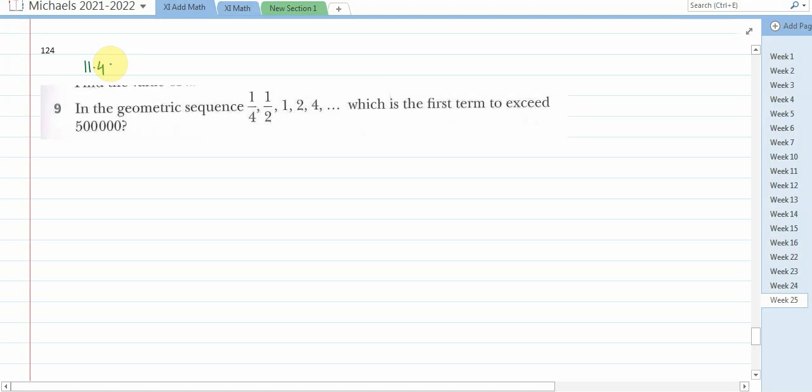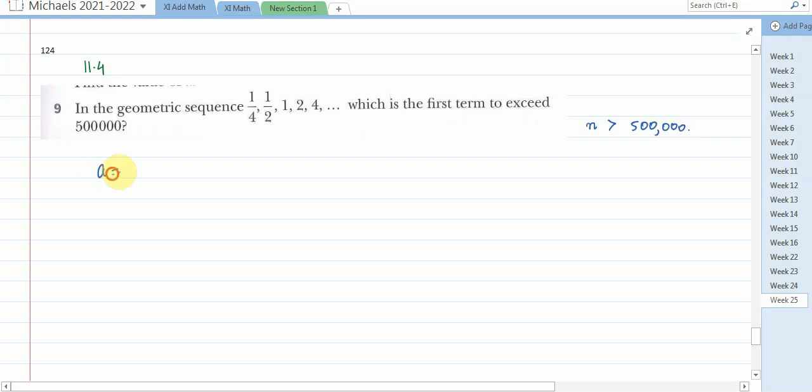Alright, in this session we are going to continue exercise 11.4 of the matric regression. It's question number 9 on your screen. It says, in the geometric sequence 1 over 4, 1 over 2, 1, which is the first term to exceed 500,000. So we are looking for the value of n here which exceeds 500,000. Alright. First we need to make the data here.